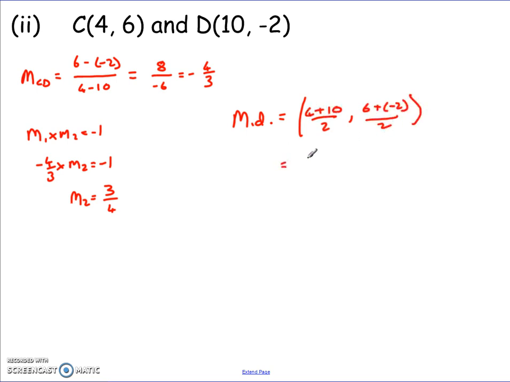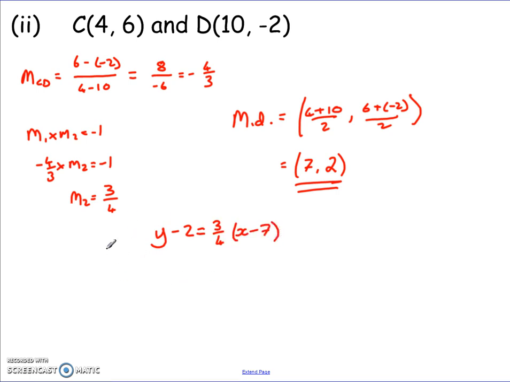4 plus 10 is 14, divide that by 2 and you get 7. 6 plus minus 2 is the same as 6 take away 2, which is 4. Divide that by 2 and we get 2. So my midpoint, where the perpendicular bisector meets the line, is at 7, 2. I've got the gradient and a point, plug them in the formula. So I get y minus 2 equals 3 over 4, my m, bracket, x minus a becomes x minus 7.